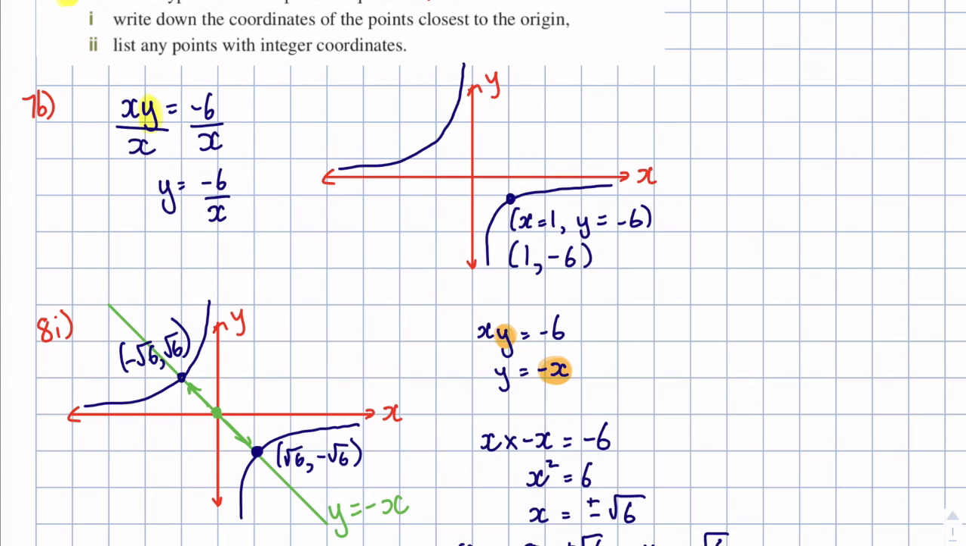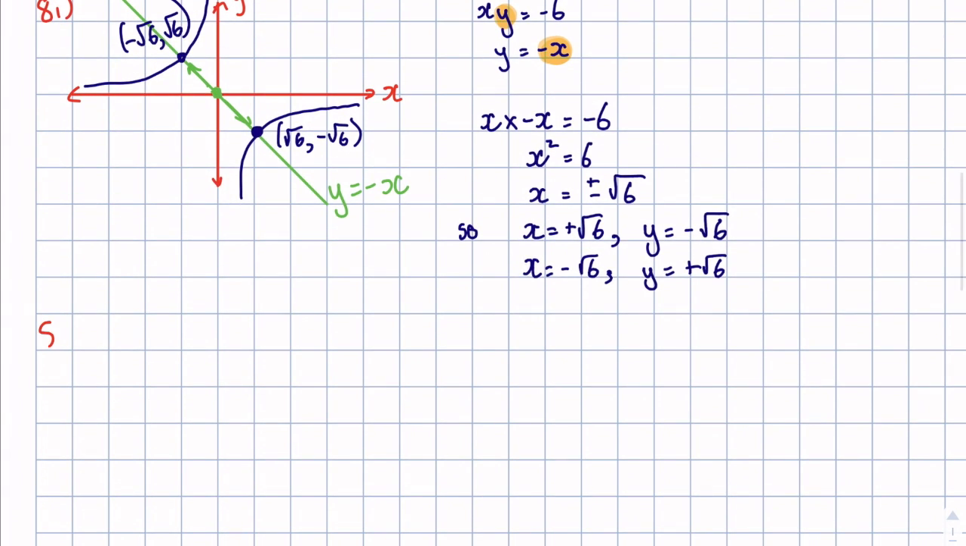Okay, question 8.2 says to list any integer coordinates. So this is where x and y are both whole numbers. They don't have to be positive, but they both have to be whole numbers. Now this would have been impossible for the first question because we would have had x times y equals a half, and what whole number times another whole number equals a half? Nothing. But we've got plenty of whole numbers that times together to give negative 6.